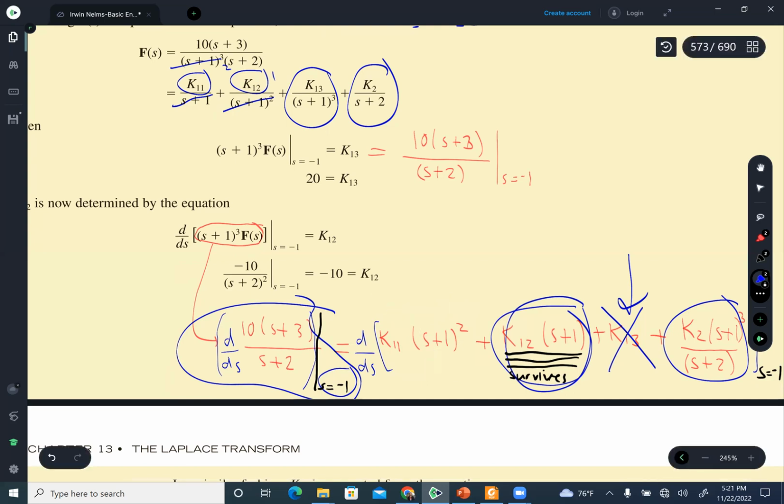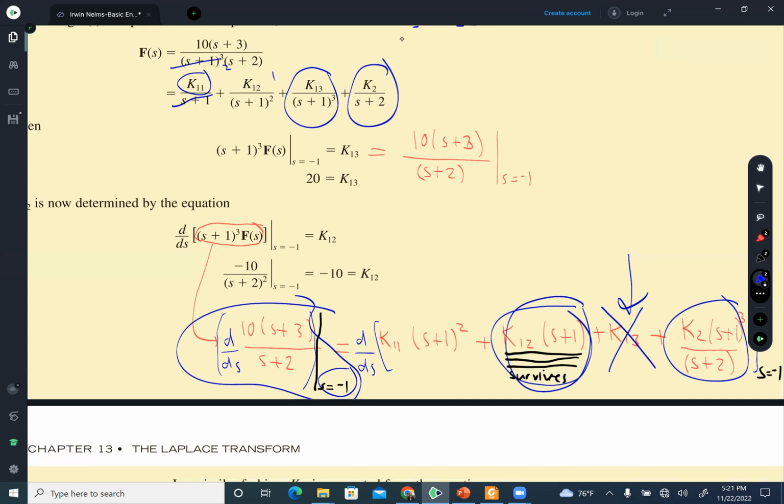So that's what you do if you want to find the term K12, which originally had an (s+1) squared, right? It originally had an (s+1) squared. So you can find K12 by doing all these tricks.